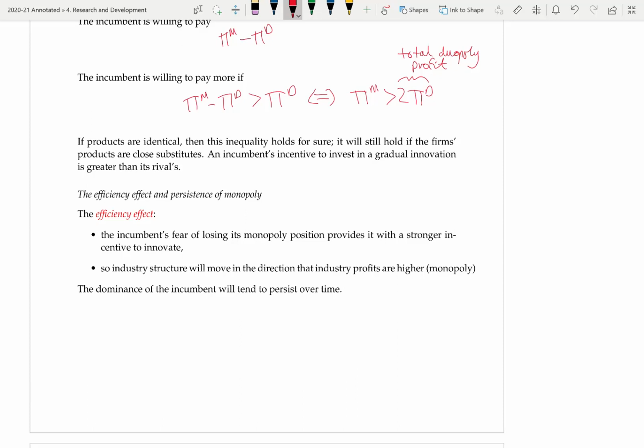So the industry structure will move in the direction that industry profits are higher, that is, monopoly. So over time, the incumbent firm will stay a monopoly. It will be continually innovating in order to deter entry of potential rivals. So although we'll have no new entry in this market, there will be continual change through continually improving products.